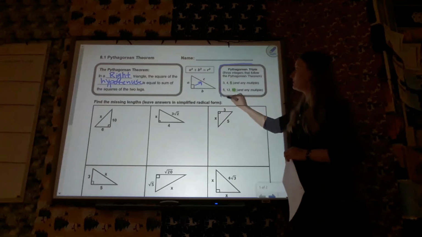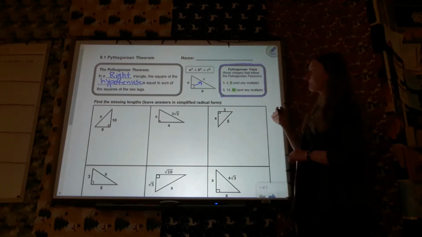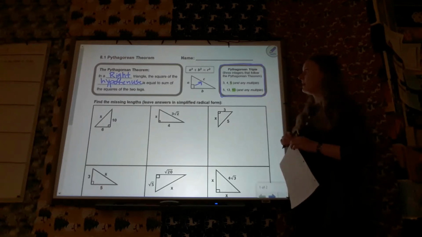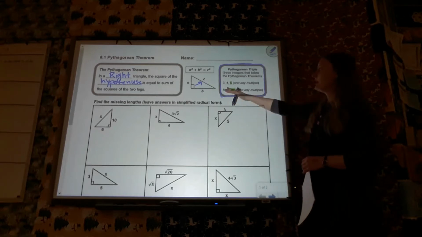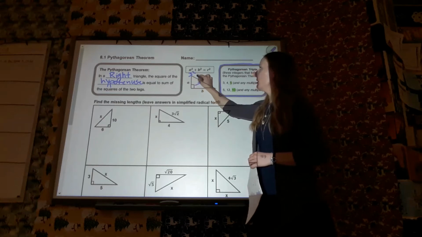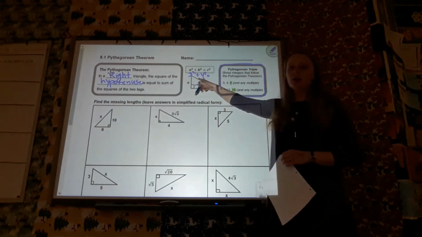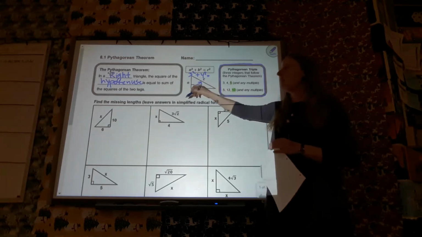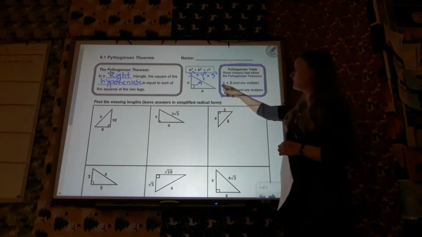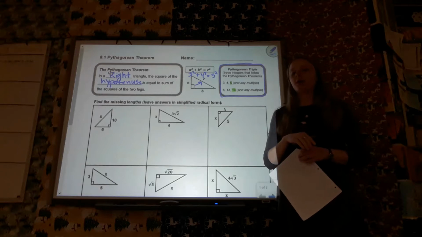Something I want you to make sure you are aware of are things called the Pythagorean triples. There are three numbers that when you plug them into the Pythagorean theorem, everything works out neatly. So for example, 3, 4, and 5. If you take 3 and plug it in here, take 4 and plug it in here, 3 squared plus 4 squared is 9 plus 16, which is 25. That's the same thing as 5 squared. So a Pythagorean triple gives you three values that represent a, b, and c that work perfectly when you plug them into the Pythagorean theorem.